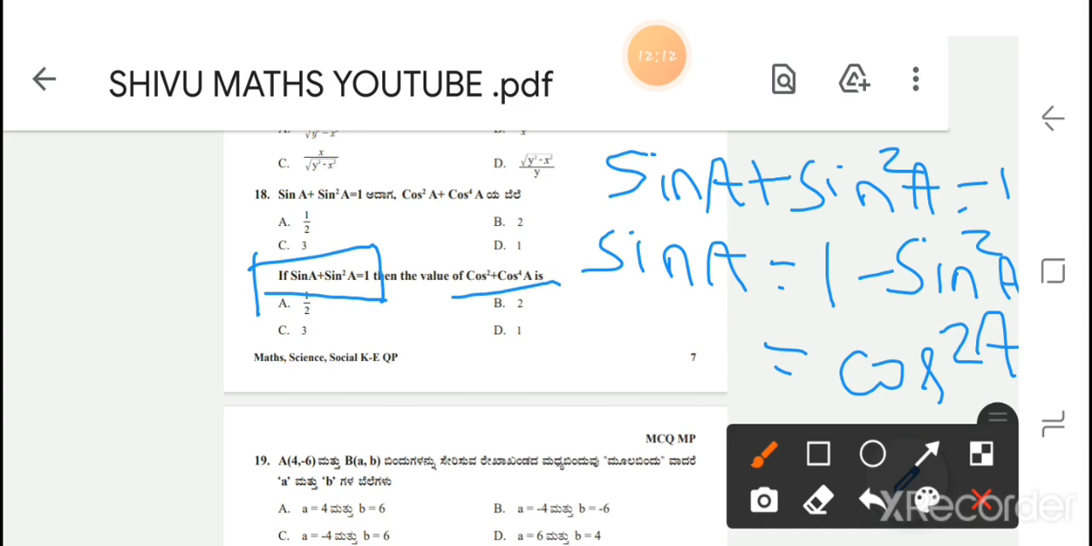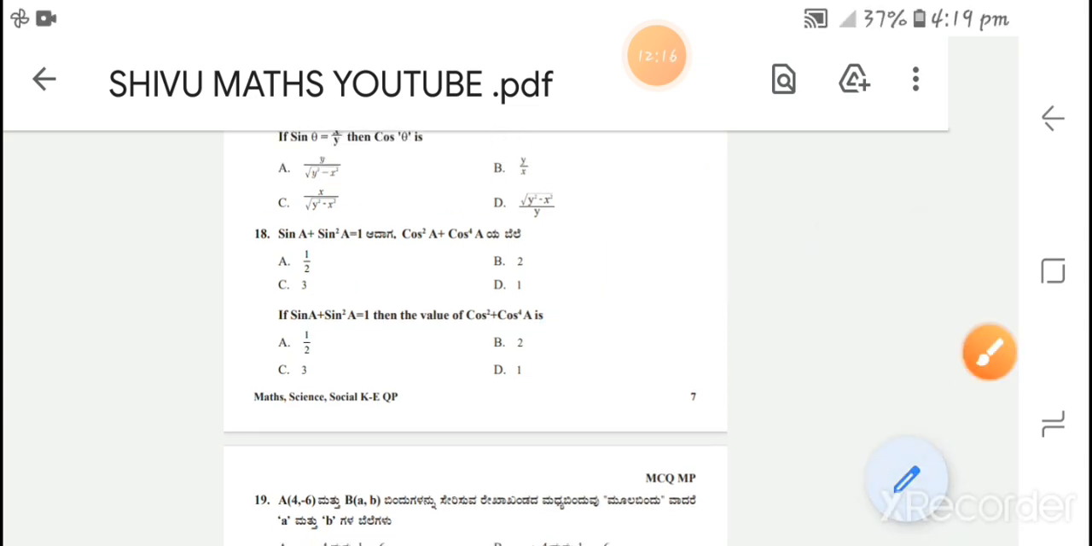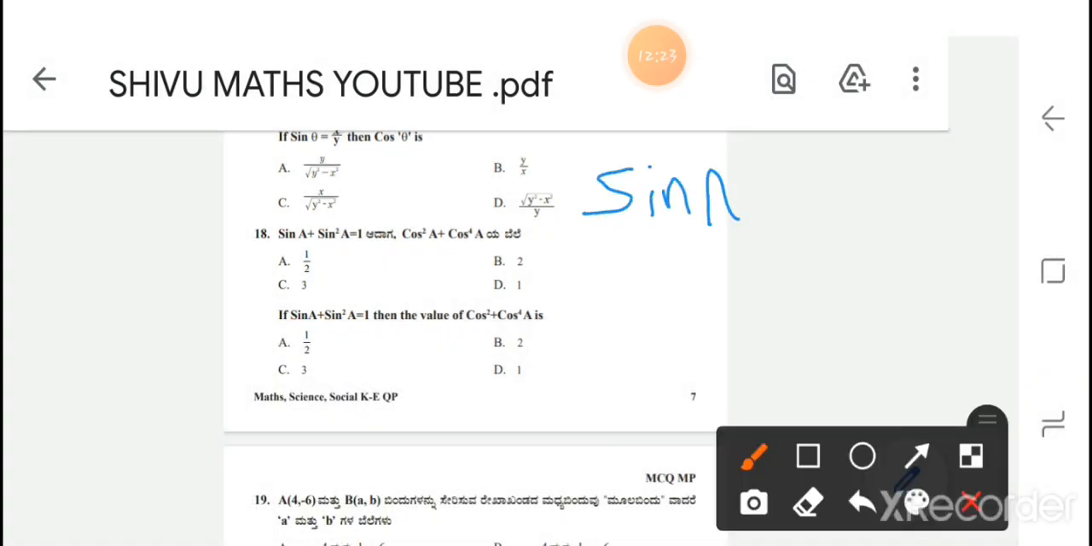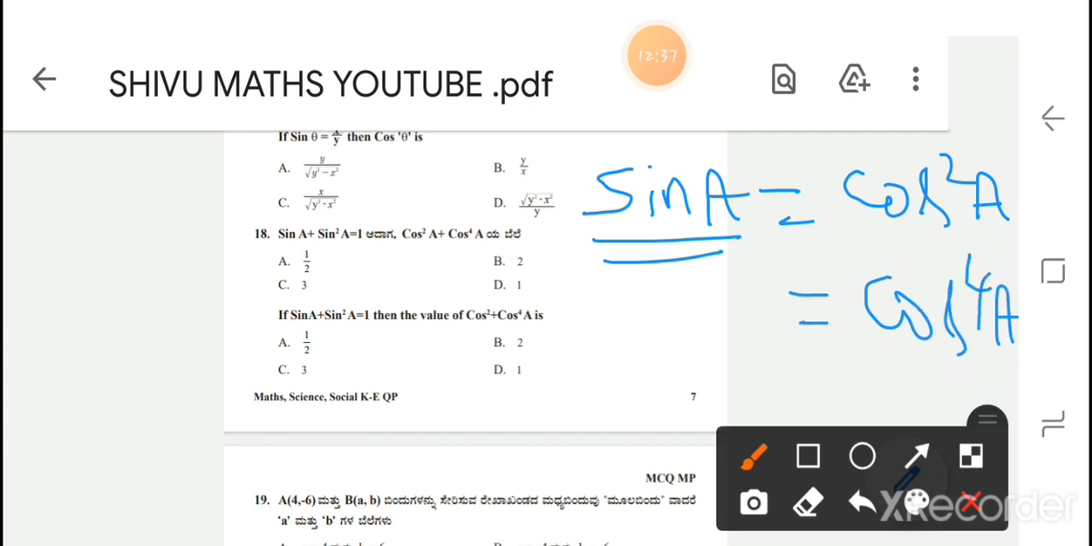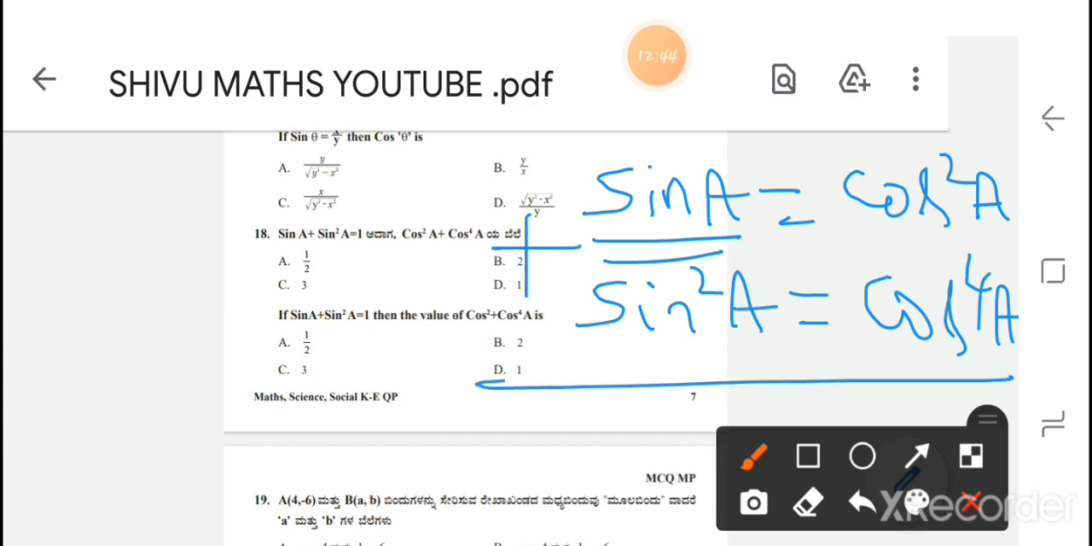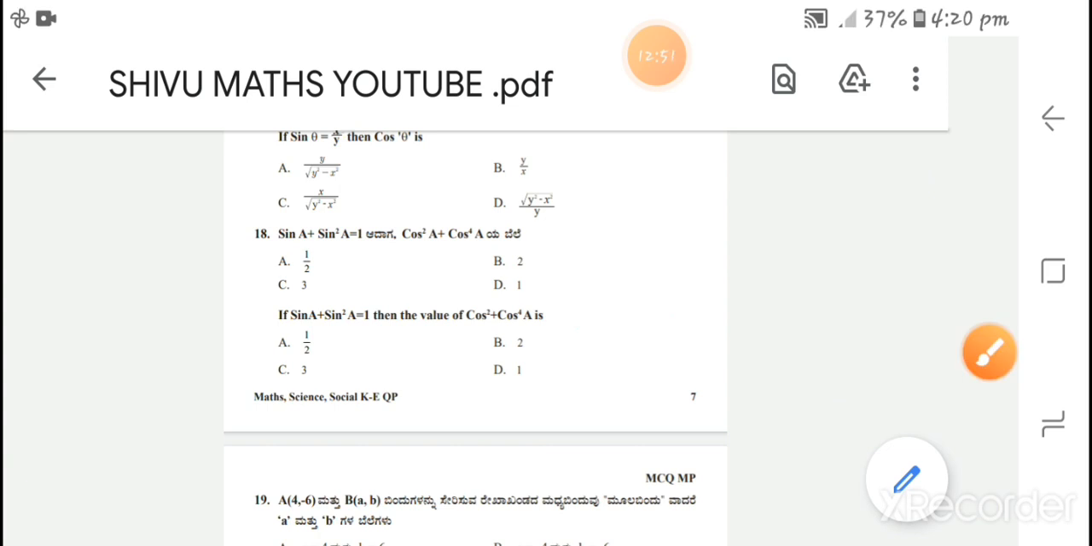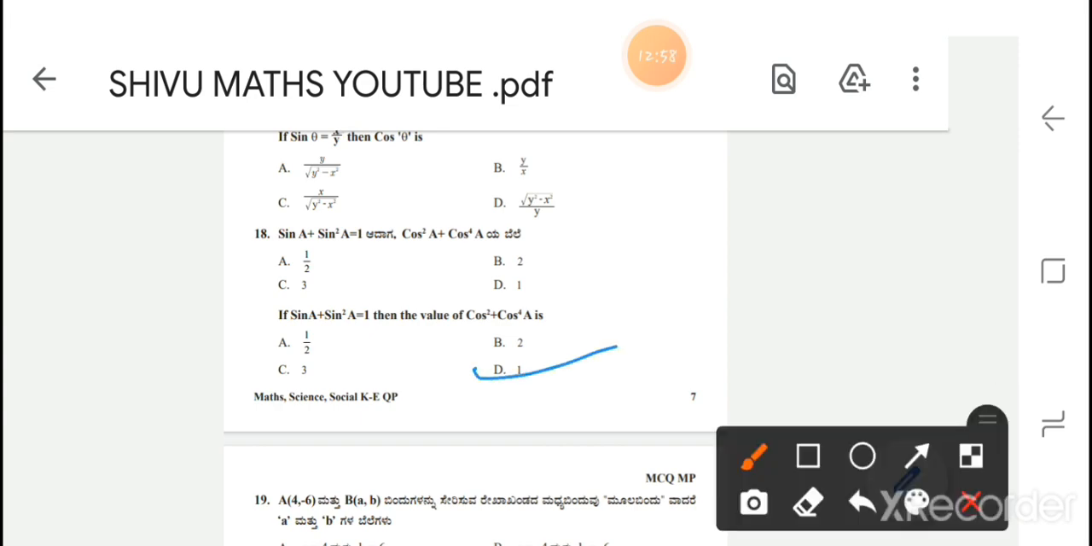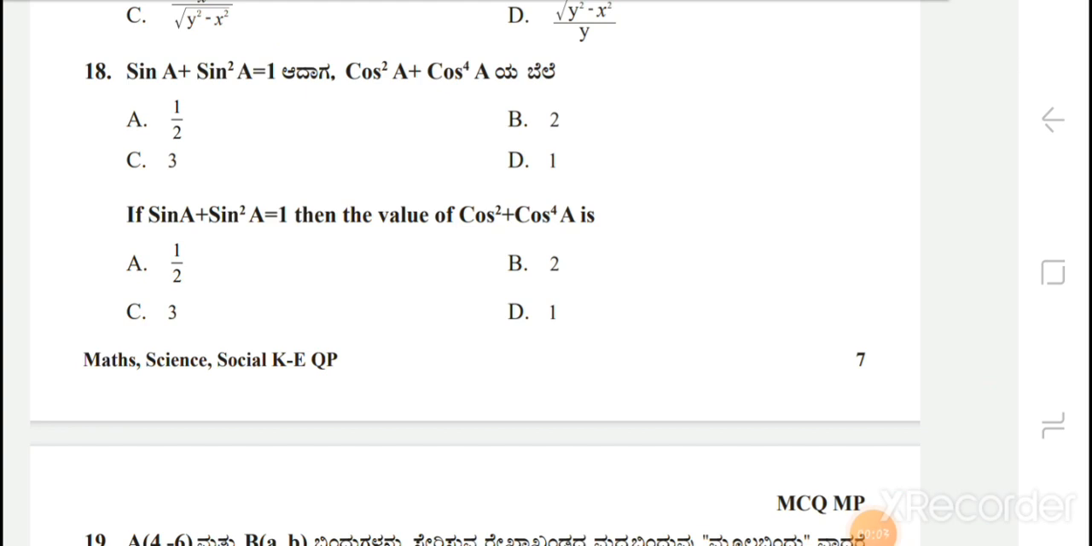Sin A is equal to 1 minus sin square A, that is cos square A. So for cos square A you take sin A. Cos to the power 4 A means square it, you will get sin square A. So sin A plus sin square A is 1, and cos square A plus cos to the power 4 A is also 1. So the value of cos square A plus cos to the power 4 A is 1. That is answer D. Get it? Okay, I will continue in the next class.